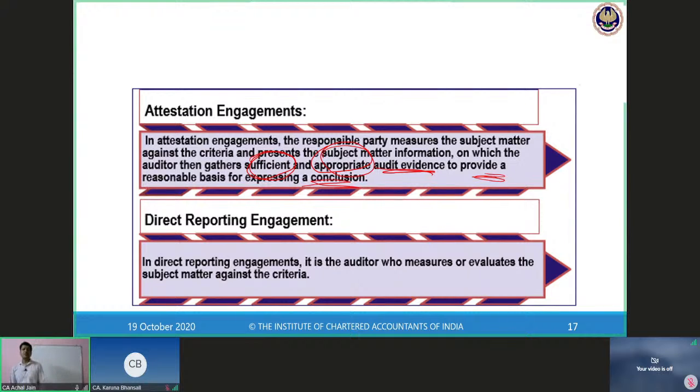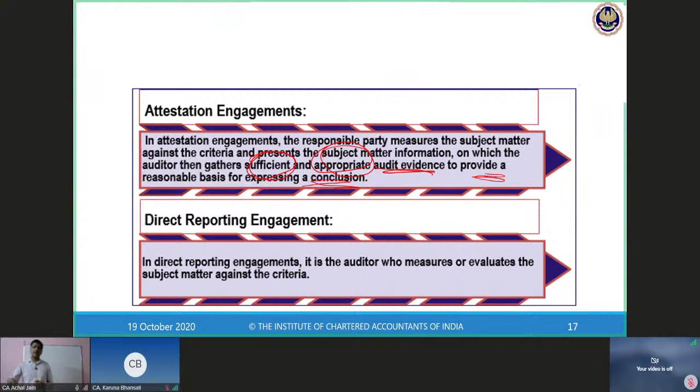Who is the responsible party here? The responsible party is the entity which will be audited. So they will be providing the information which will be required by the auditor in the context of the audit. Let's suppose the audit involves financial statements, then the information around the financial statements will be provided.